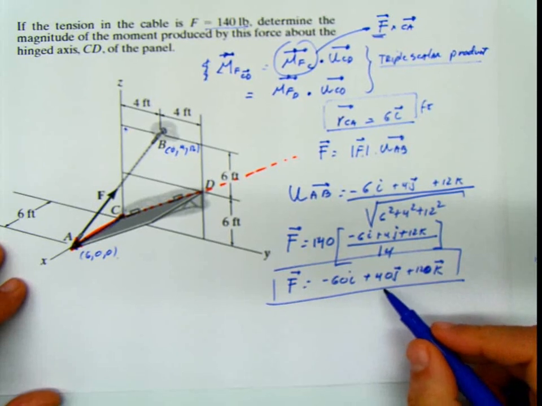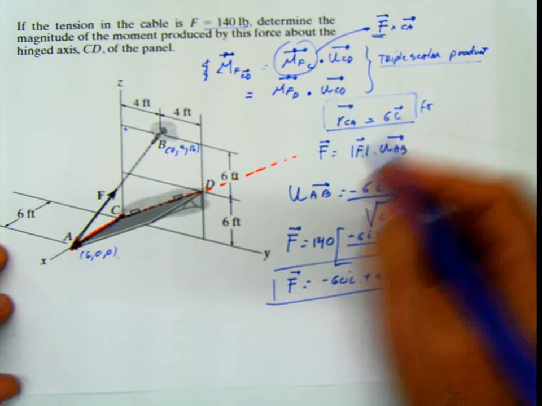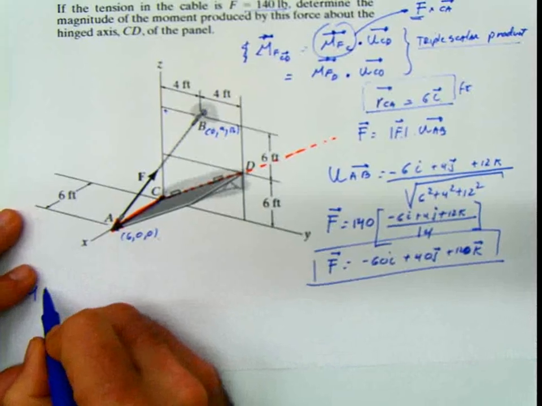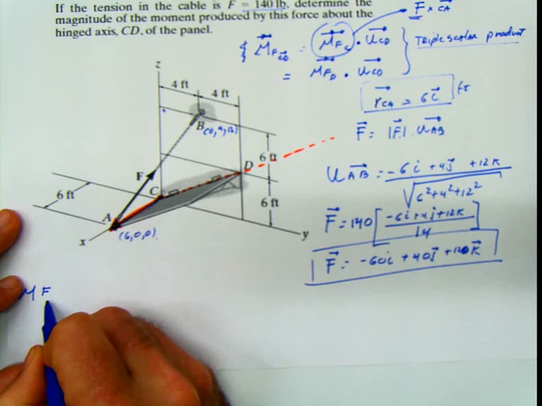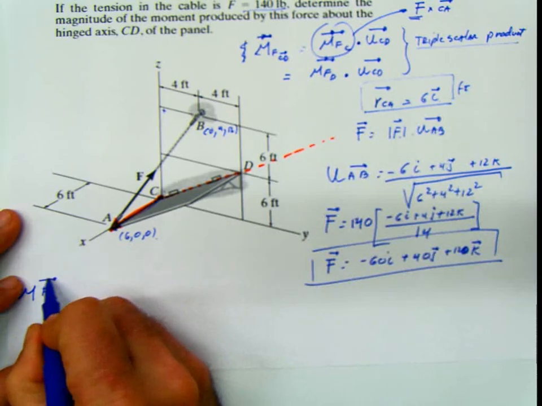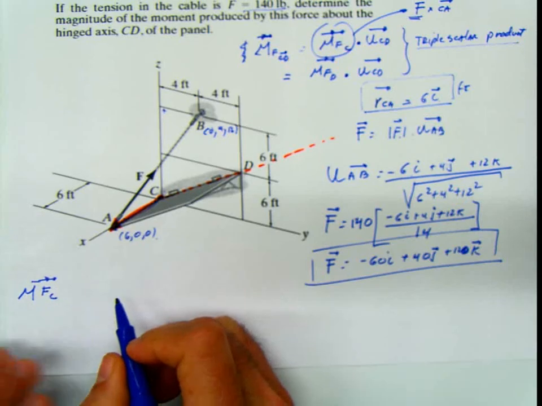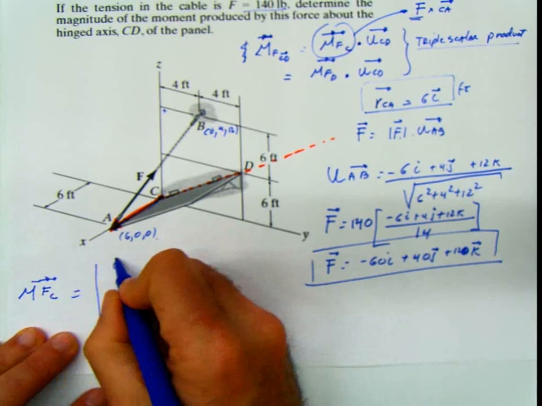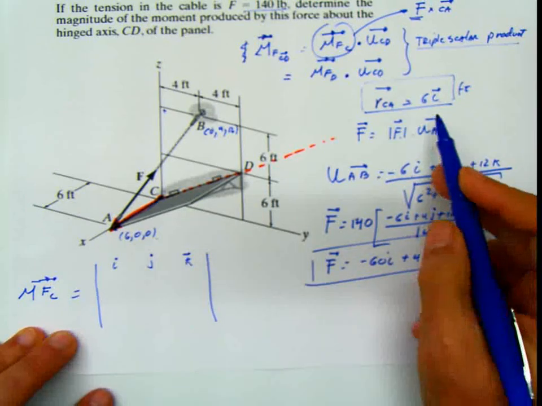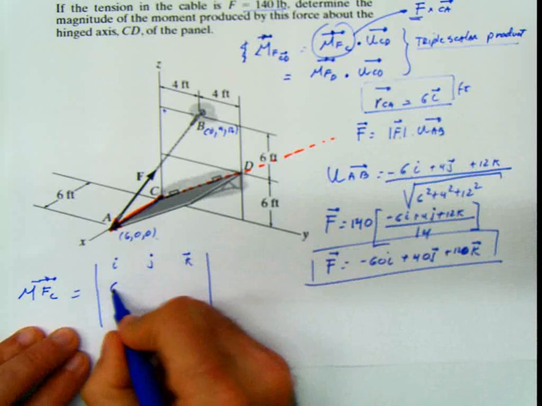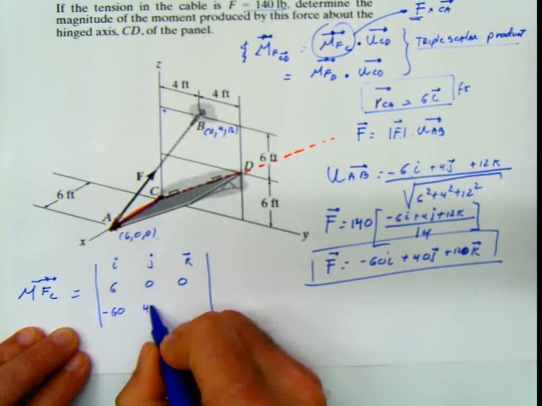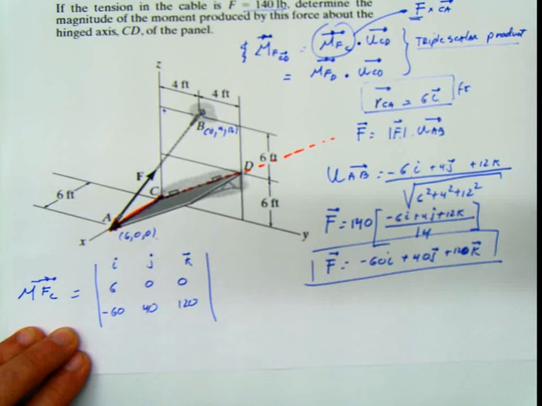Once I have that force F and I have my arm here, I calculate the moment of the force F with respect to the point C, and that is the determinant of IJK. Remember first R, so it's 6, 0, 0. Then F, negative 60, 40, 120.